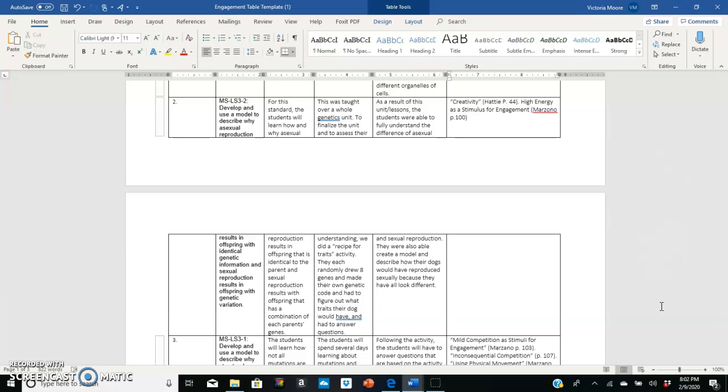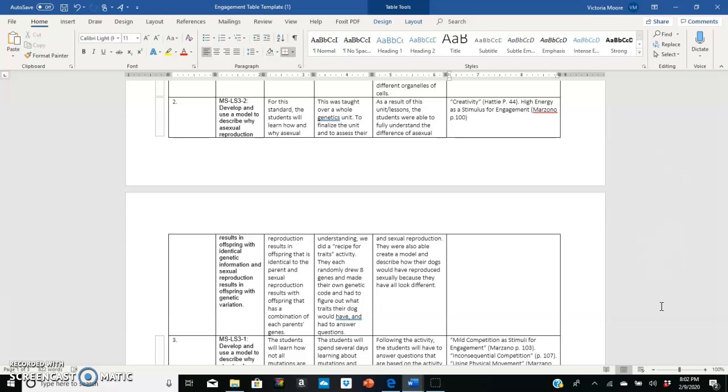And again, for this one, I used creativity that Hattie talks about on page 44, and also high energy as a stimulus for engagement, because they got to make it their own, and it's dogs, and they all loved dogs and were excited to create the best dog. Some of them were like, I got all the worst traits, I got a big body and little legs or whatever. But they were excited to also try to match it with different breeds of real dogs. And so that was exciting. They were engaged, and they were able to answer.